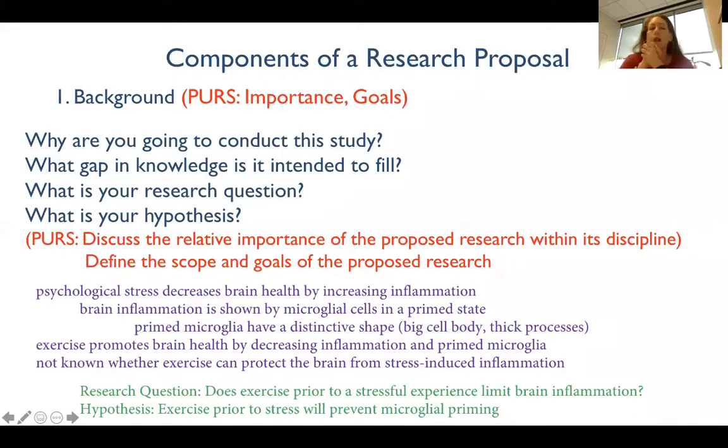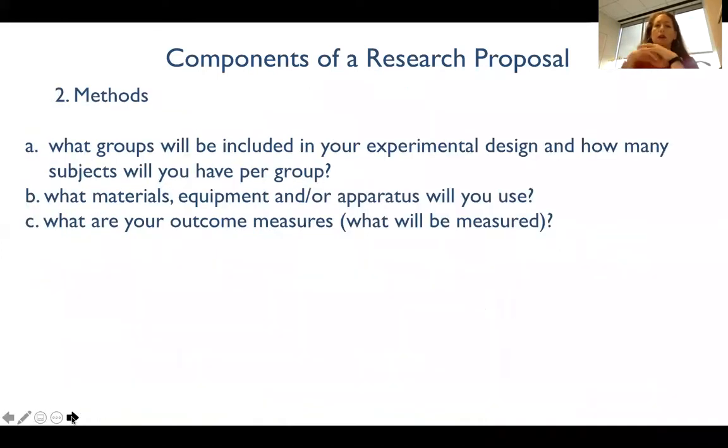Okay, so I don't want to leave too long to do that because I don't want to give you the impression that you can construct a research proposal in under an hour. But I did want to give you a chance to jot down some things that might be relevant to what you're working on. Let's talk methods.